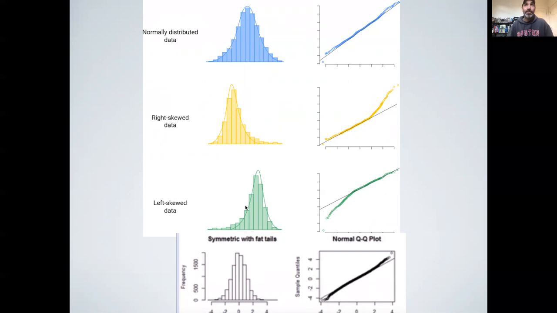And if the distribution is symmetric but fat tailed, it just has more data in the tails than expected by chance, then you have a little bit of that in the right direction and a little bit of that in the left direction. So again, the QQ plot can tell you about having too many observations in one direction or the other or both, and again, violations of that assumption of normality. So in all three of these cases, depending on the severity of these deviations, you would consider using distributions other than the normal distribution.